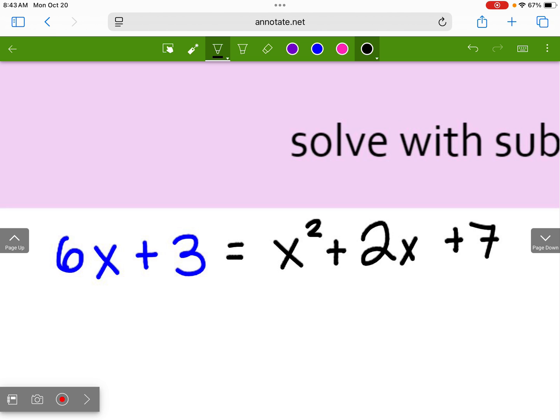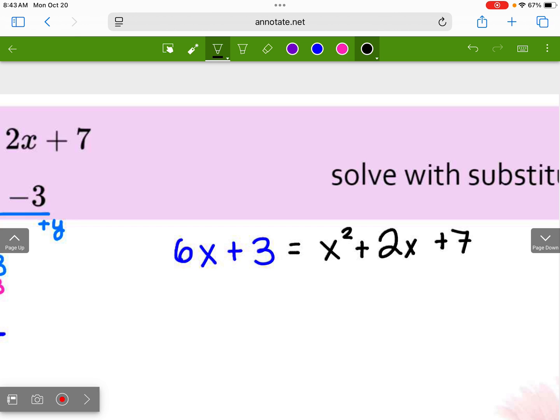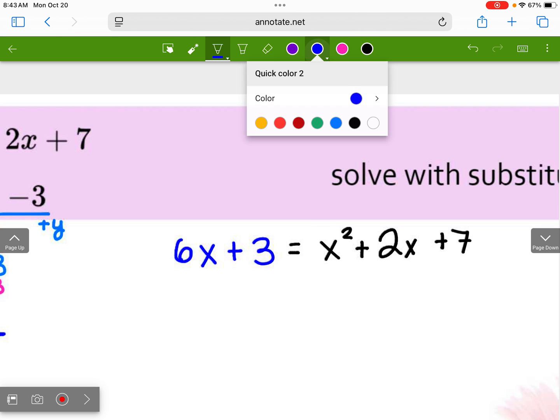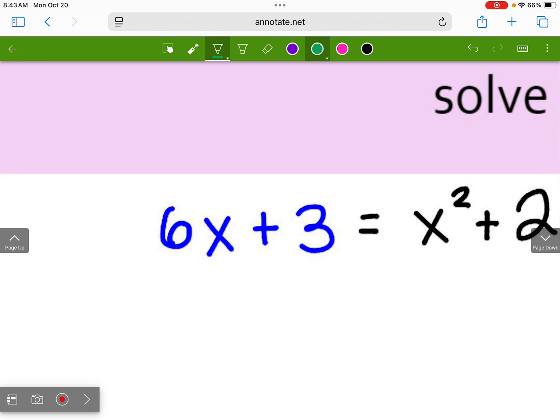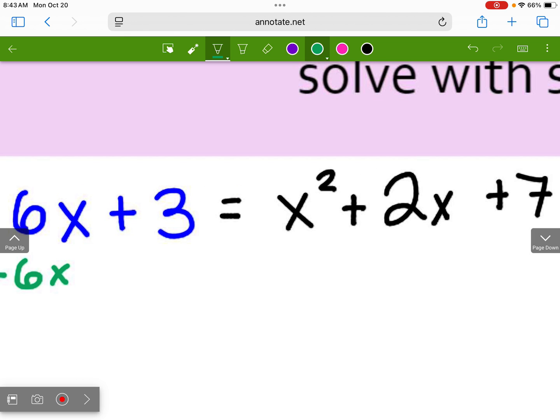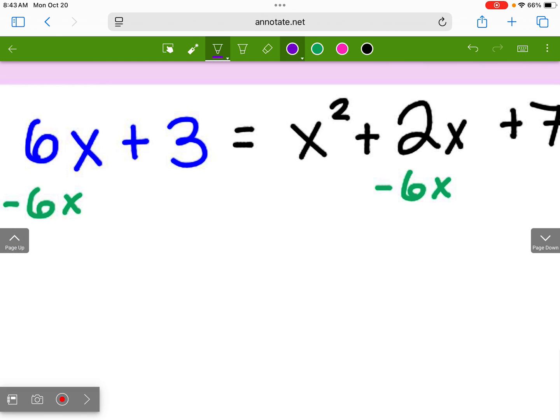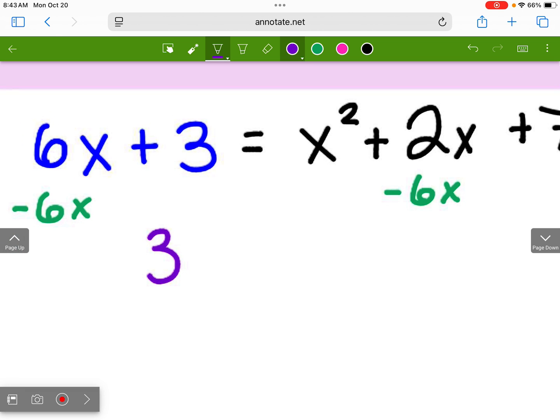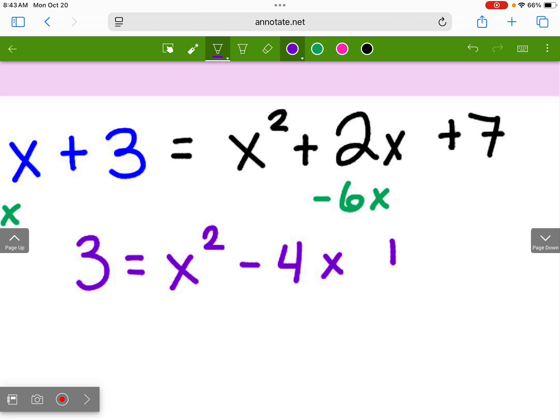So what I want to do is get this equal to 0 so we can see if this will factor. So we substitute something in so we smush our equations together, and then we try and get it equal to 0. What that means is I need to come through here and minus my 6x from this side, which means I'm going to minus 6x from this side. That's going to give me 3 equals x squared minus 4x plus 7.